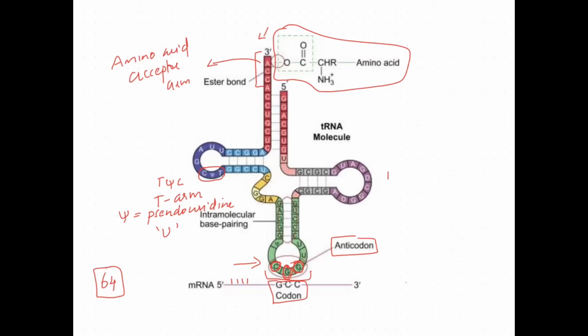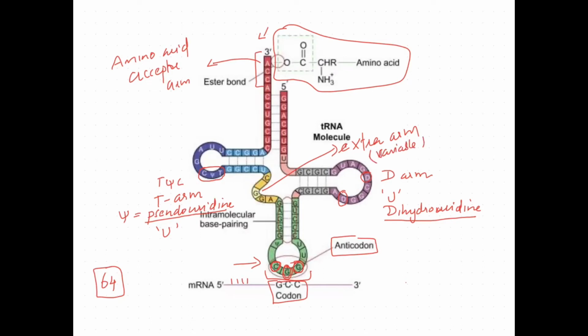The next arm is the D arm. The arm is named because of the presence of a special base. Again, it's a special uracil, dihydrouridine, a modified base of uracil. So we can see pseudouridine, a special base, and dihydrouridine. These are some special bases which are only seen in tRNA. There is an extra arm. The function of this arm is still not exactly discovered. It may vary in length in different organisms.